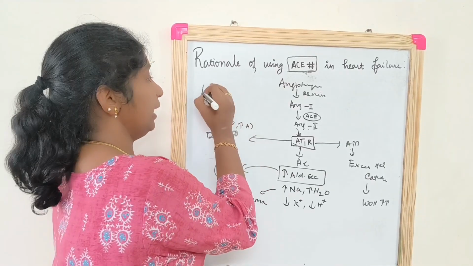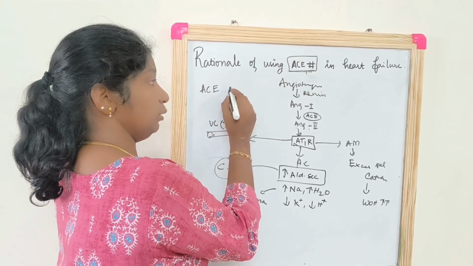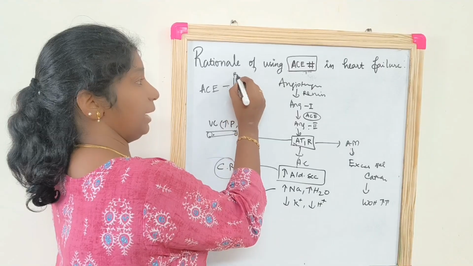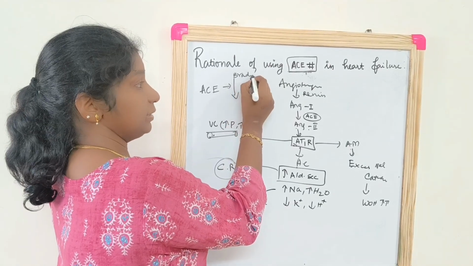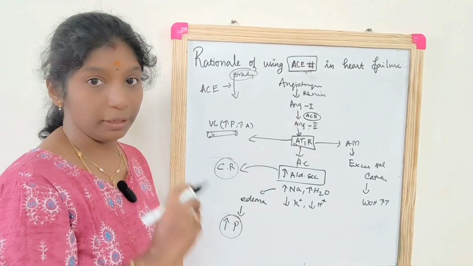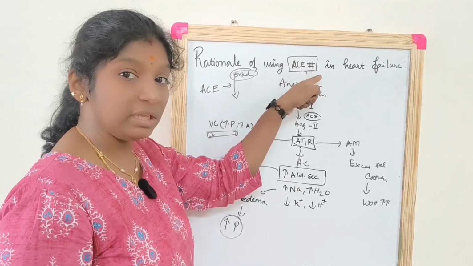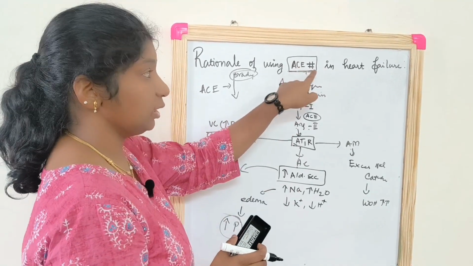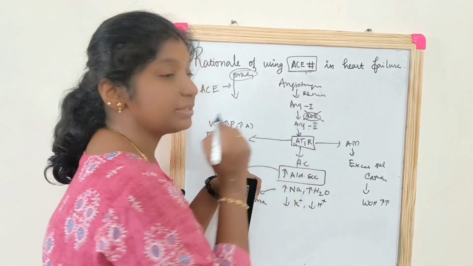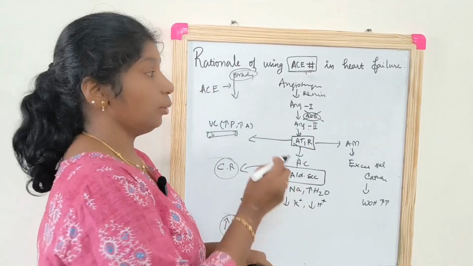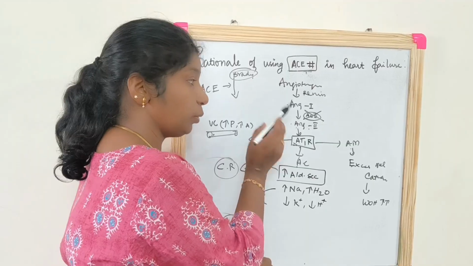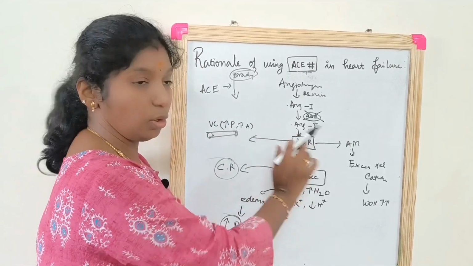Apart from that, ACE is also responsible for metabolizing bradykinin. This bradykinin is a powerful vasodilator. Now, when we give ACE inhibitors, what happens? These ACE inhibitors will inhibit the angiotensin converting enzyme and prevent the conversion of angiotensin 1 to angiotensin 2, and thus prevent all these effects.